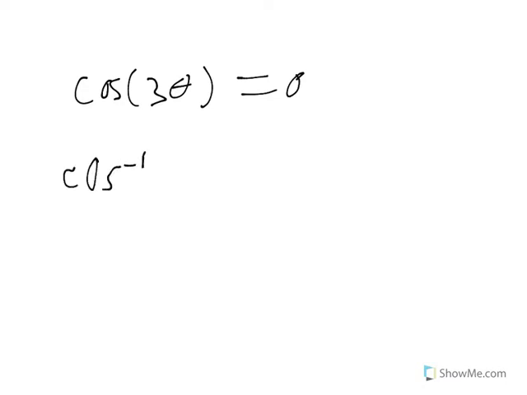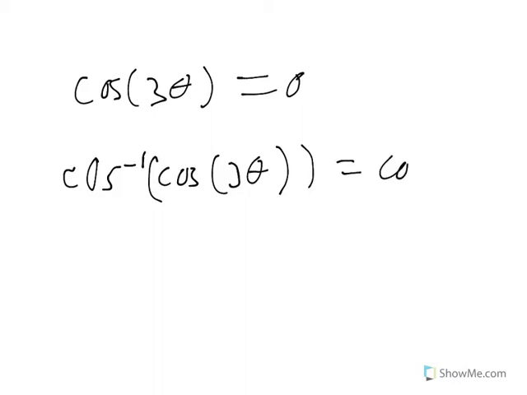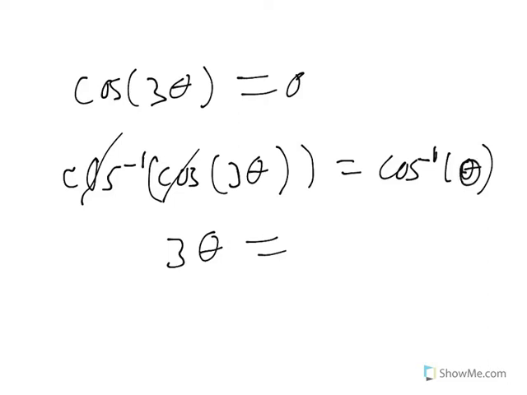Now we have to figure out where the cosine of 3 theta equals 0. What we're trying to do is solve for theta. How you can do this is you can just take the inverse of the cosine function of both sides. So you do the arc cosine, or the inverse of the cosine, to both sides because you want to get theta by itself. So this cancels out and that cancels out, so you have 3 theta equals the arc cosine of 0.